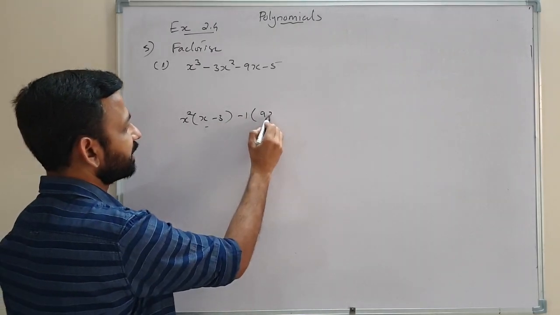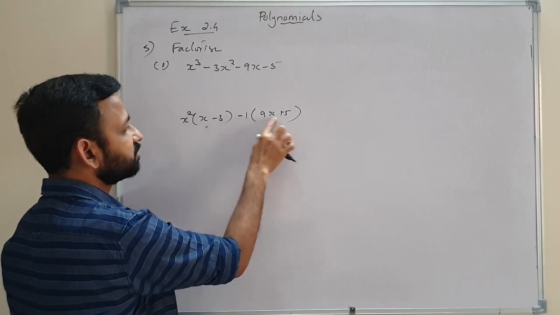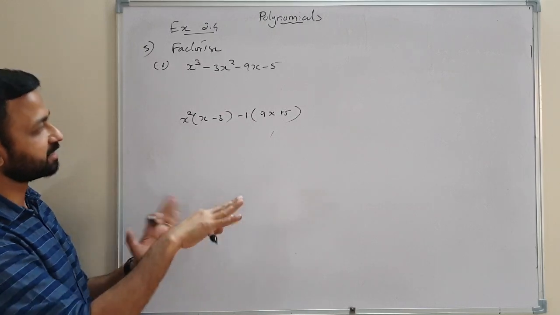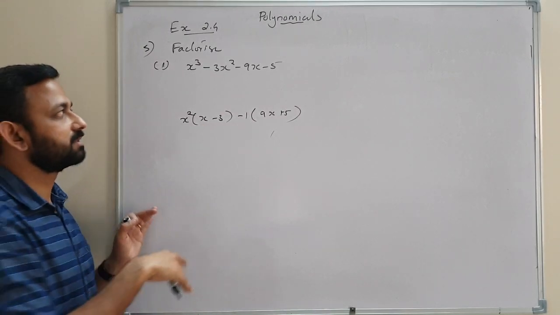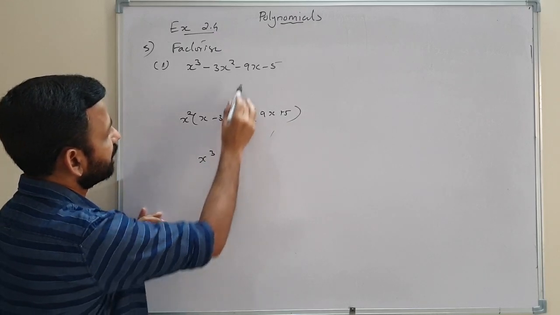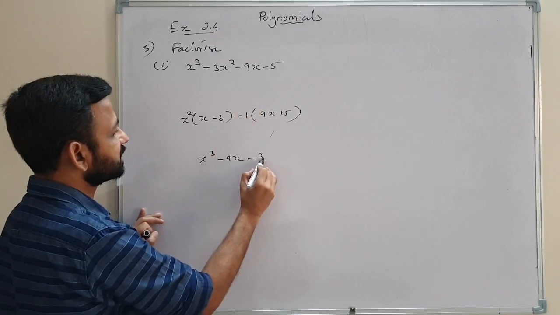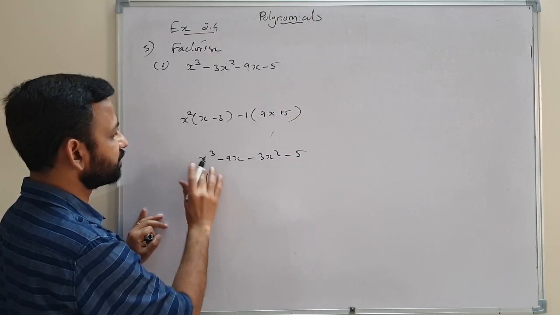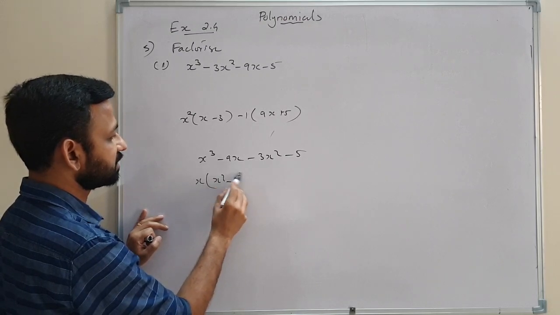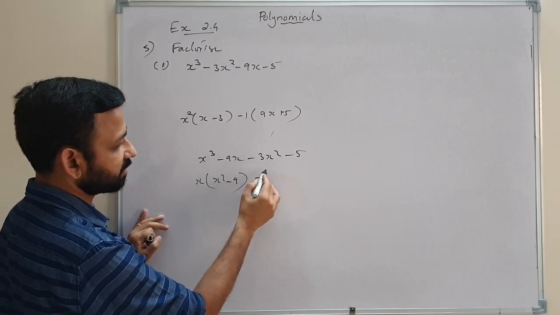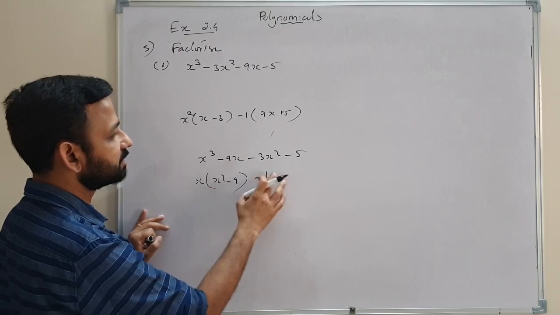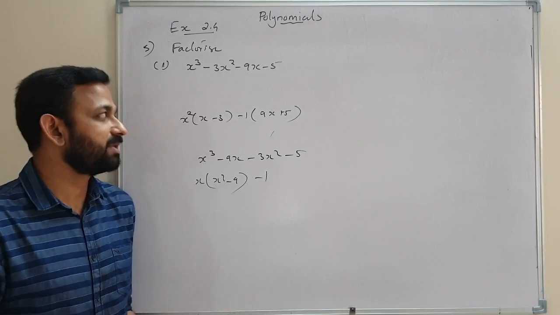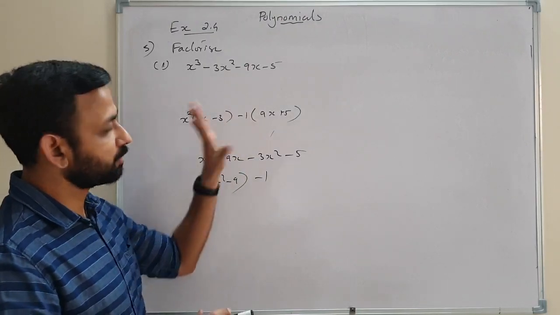We can take minus 1 but 9x plus 5, then these two expressions are not the same. But in some questions, if we rearrange the terms, then we can take something common. Try x cube minus 9x minus 3x square minus 5. If you take x outside from the first two terms, x square minus 9, and if you take something outside from the last two terms, we will never get x square minus 9 inside the bracket. That means we cannot do this question by this normal way.